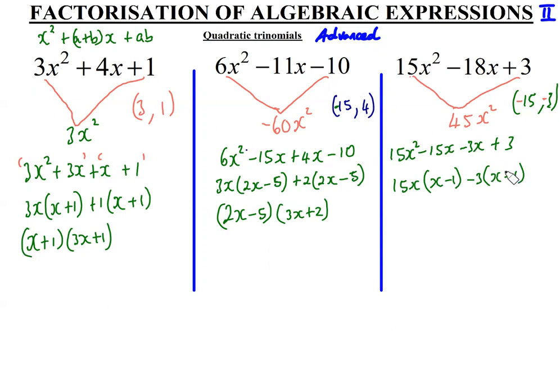So make sure always your brackets must be the same. Then you have your x minus 1 here and 15x minus 3. That becomes our final answer. So I think now you have seen what you are supposed to do in each case. So I've presented you 3 different types of trinomials that you can actually get and how to solve them.